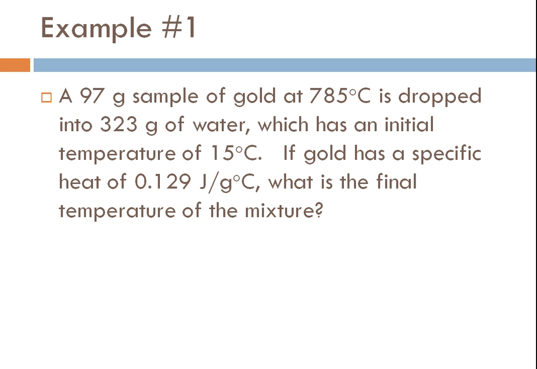We have a 97-gram sample of gold at 785 degrees Celsius dropped into 323 grams of water, which has an initial temperature of 15 degrees Celsius. If the gold has a specific heat of 0.129 joules over gram times degree Celsius, what is the final temperature of the mixture? One thing that I'll note here too is that it's going to be in water. Water has a specific heat constant that you should be somewhat familiar with. It's 4.184 joules over gram times degree Celsius. And we'll be using that a lot in calculations.